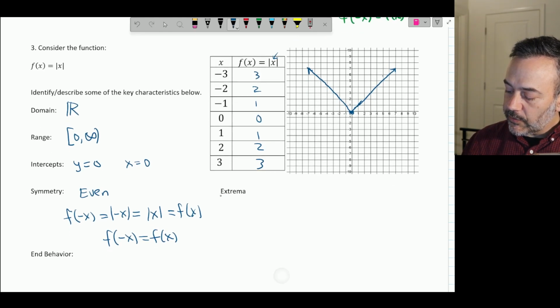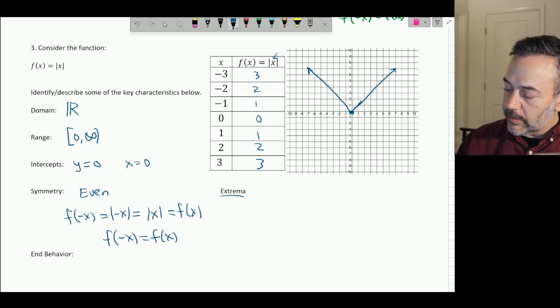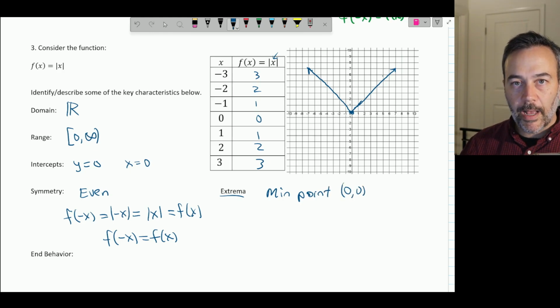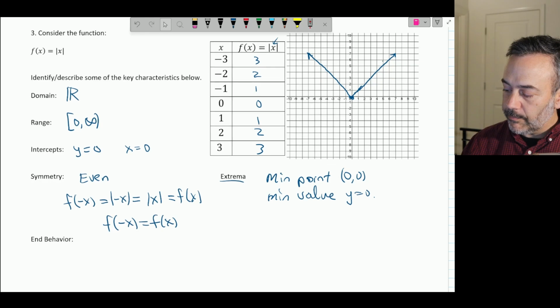What are the extrema? That's the max, min, extreme values. What's the lowest this goes? Well, the min point is 0, 0. That's the point where it reaches its absolute minimum. And the min value is y equals 0, because that's the lowest y value.